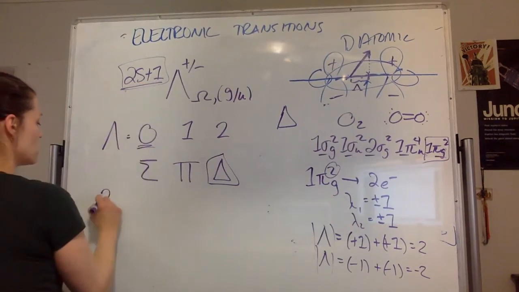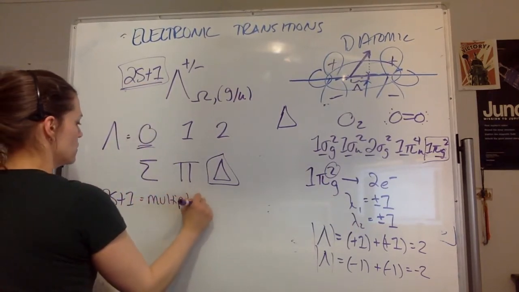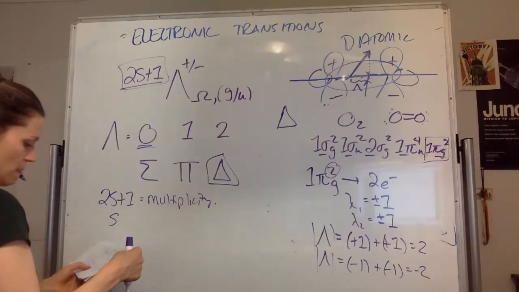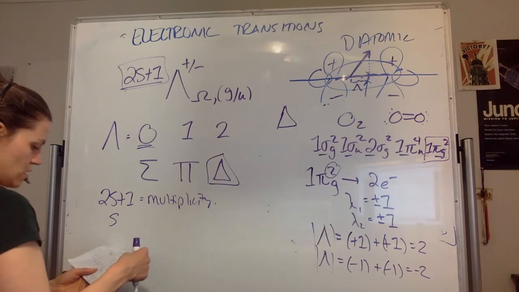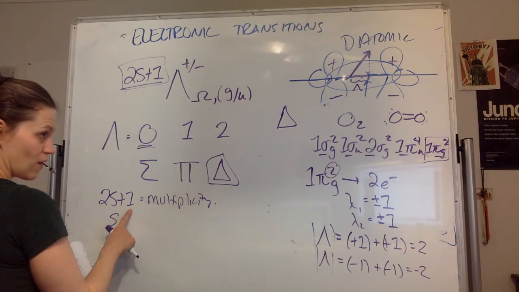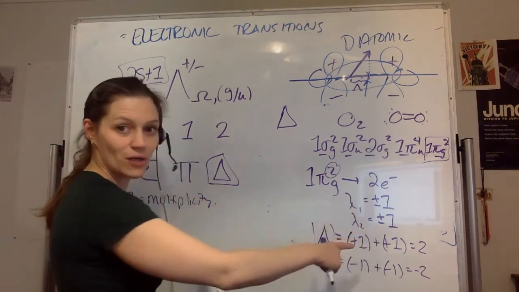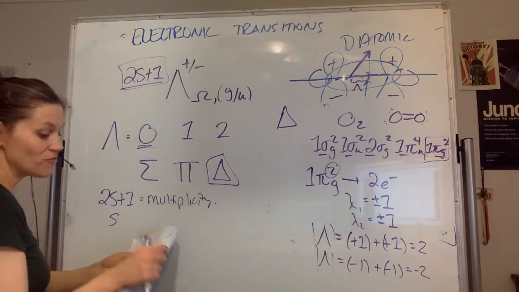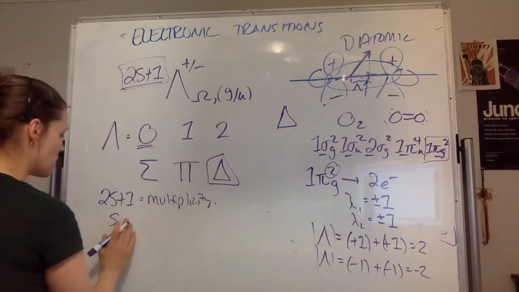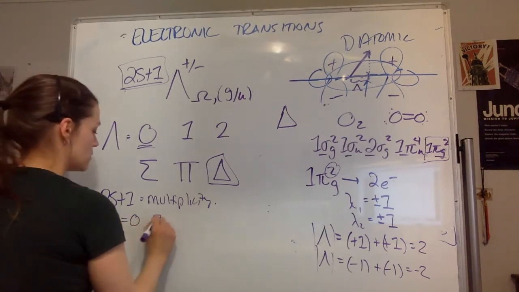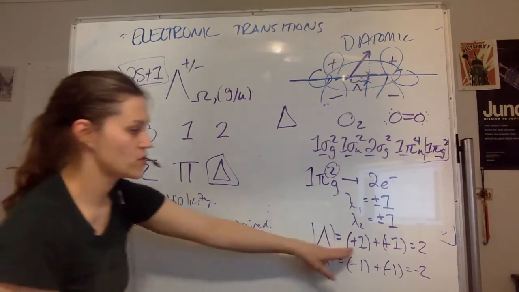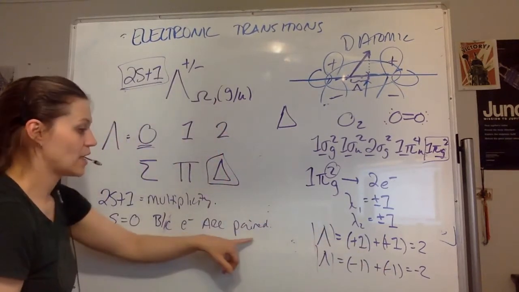So this 2S plus 1 equals the multiplicity, just like we've learned before. The multiplicity is the number of unpaired electrons plus 1. Sorry, let me try this again. If they're in the same orbital, then that means that S is going to be 0 because the electrons are paired. There we go. So that one would be both spin up, spin down. That makes more sense.